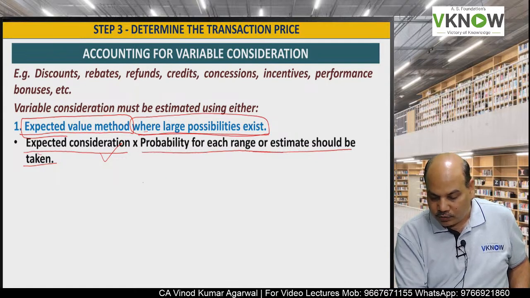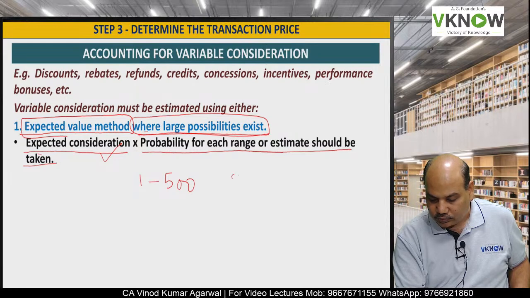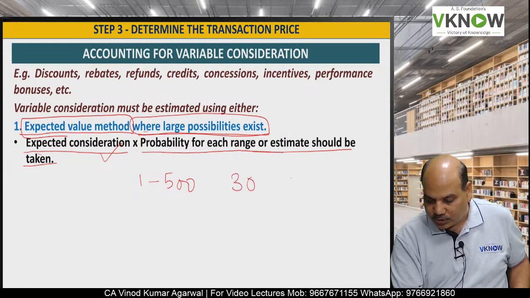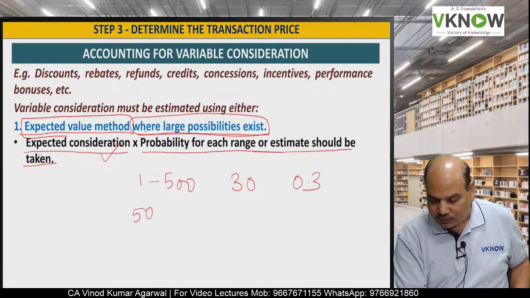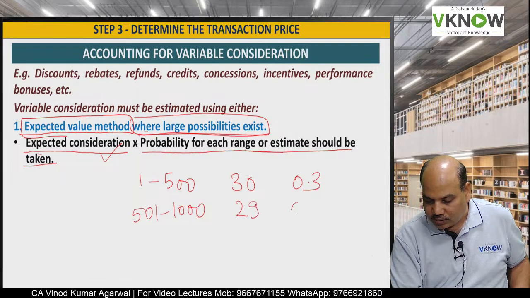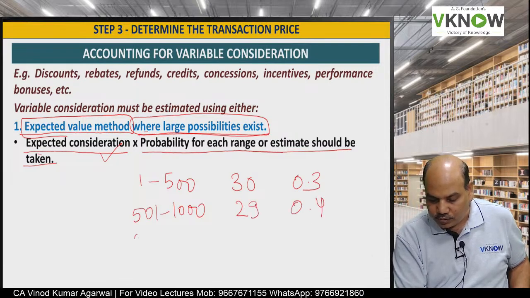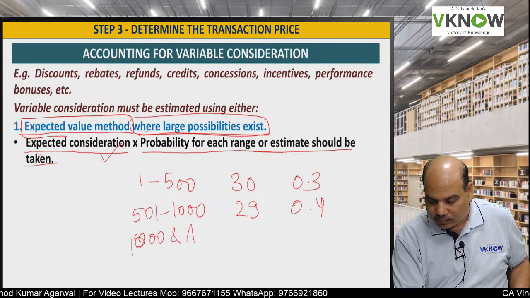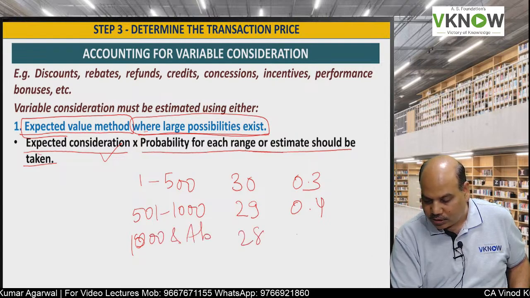So they may give you: sales can be between 1 to 500, the price will be 30 rupees, probability is 0.3. Sales can be 501 to 1000, price will be 29, probability 0.4. Sales can be 1000 and above, something like this, price 28.